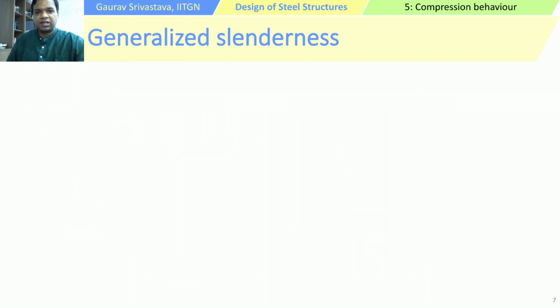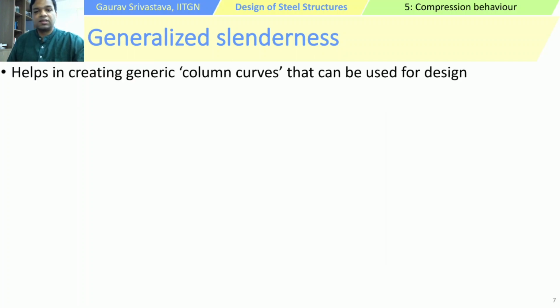Now, in order to further generalize this so that more general column curves can be developed, which can be used for design, the notion of generalized slenderness is defined. Although we solved a little bit of the problem by converting the load versus length graph to a stress versus slenderness ratio graph, the slenderness ratio is again a combination of the sectional properties and length. So it will vary from section to section or from length to length, right?